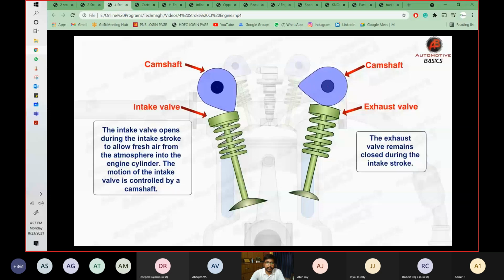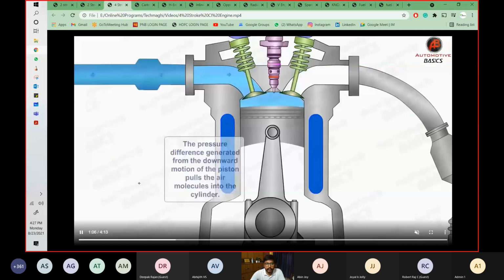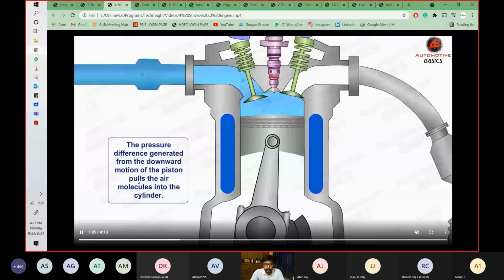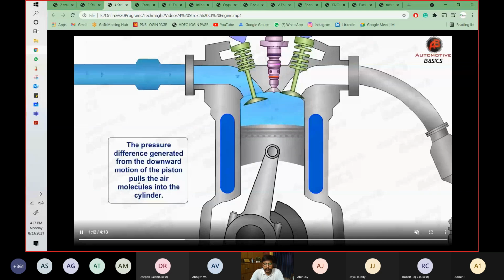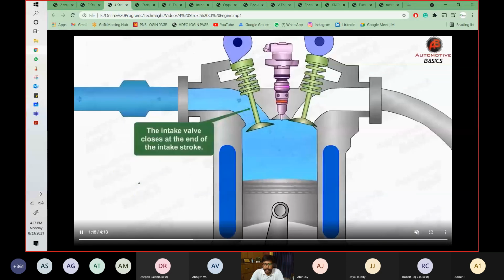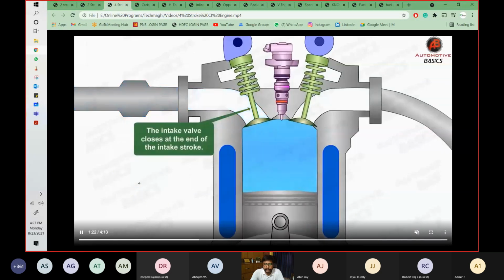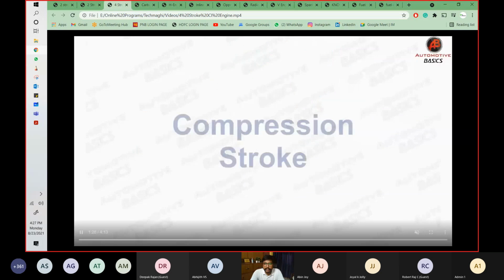Let's go a little back. You see, these cams are rotating, and the rotation of these cams is opening or closing the valve. The air that is coming inside the combustion chamber now is only air, and the piston is going downward. Air is coming because of the downward movement of the piston. A partial vacuum is created, and that invites the air inside. As soon as the piston reaches the BDC, bottom dead center, this inlet valve closes, and the air is completely trapped inside.